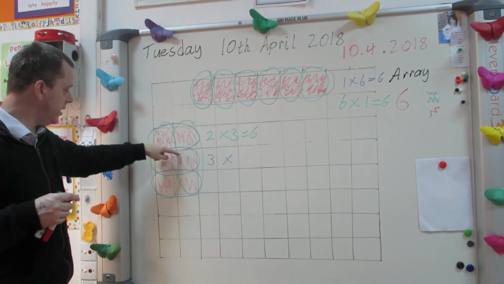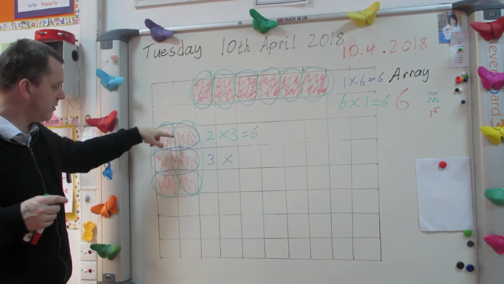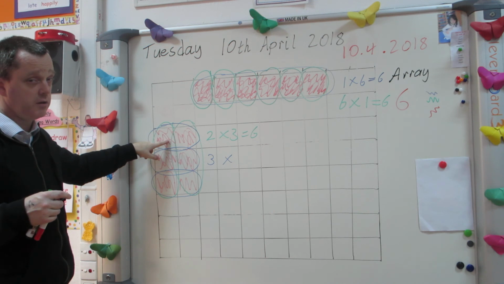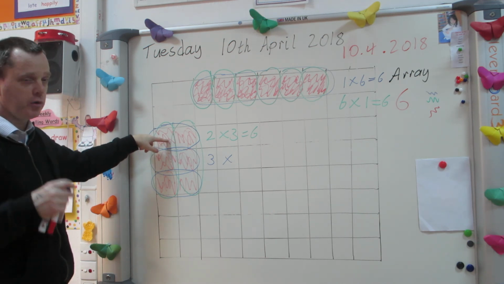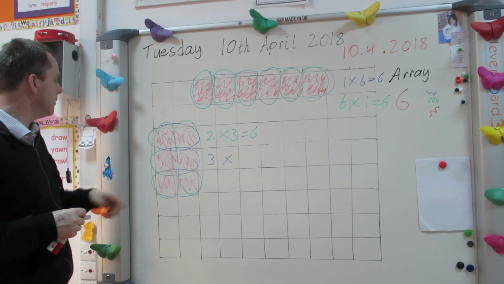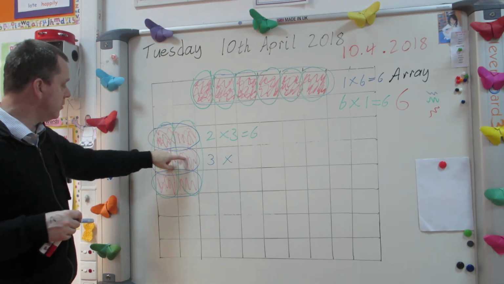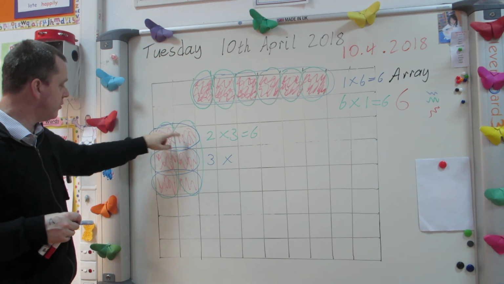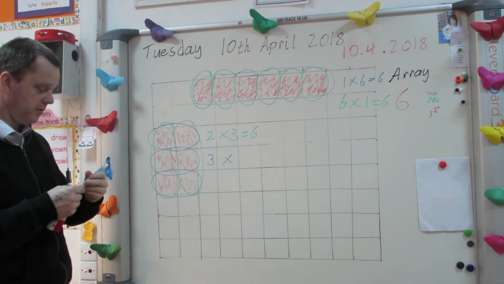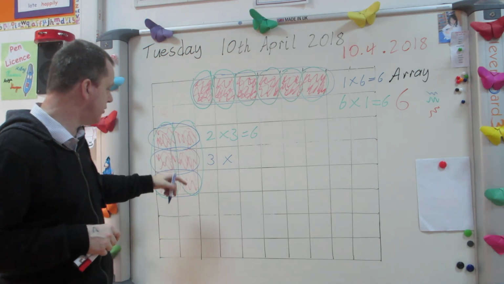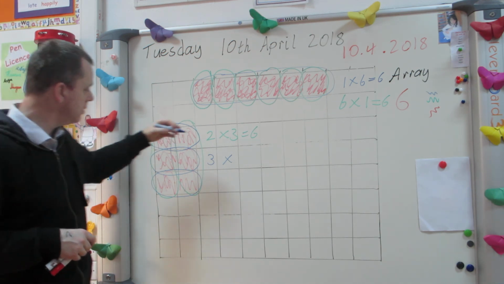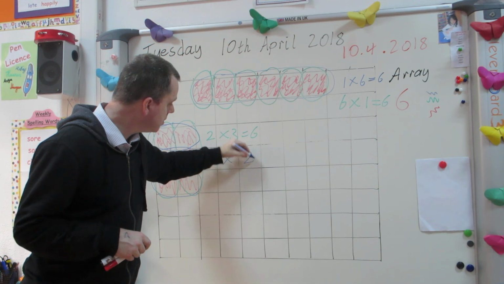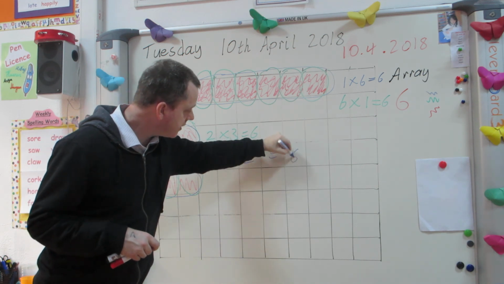Okay, so 3 groups. In each group there are how many squares? 2. 1, 2, 1, 2, 1, 2. 1, 2, 3, 4, 5, 6. Altogether again, so 3 times 2, 3 groups of 2 equals 6.